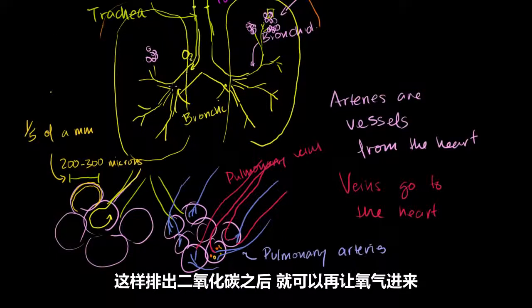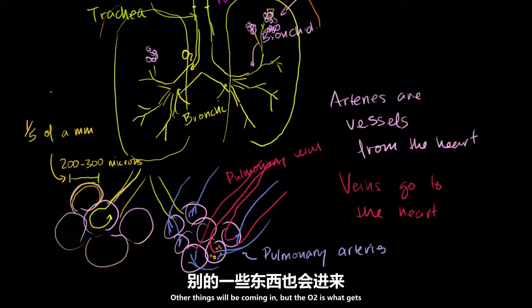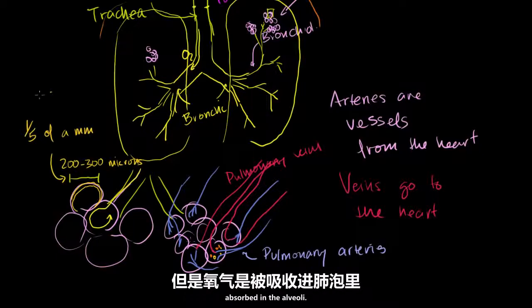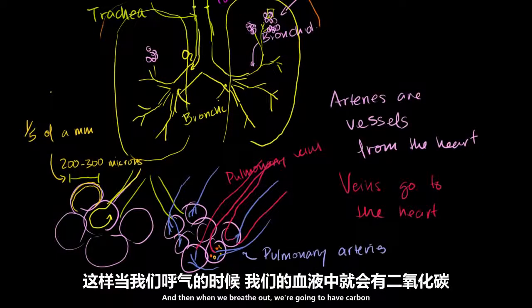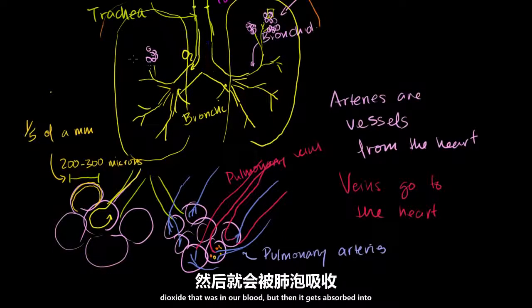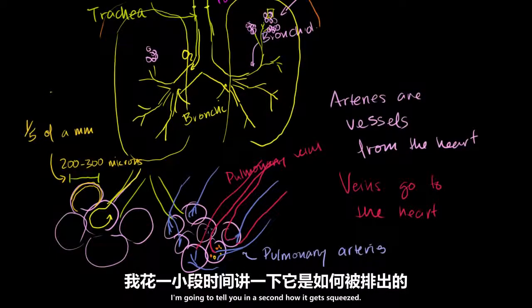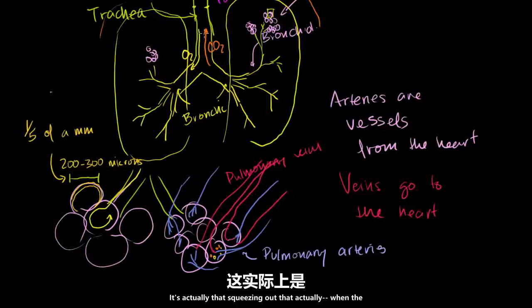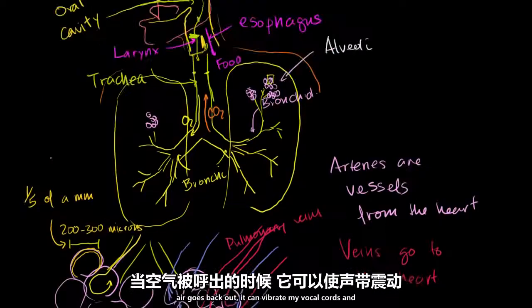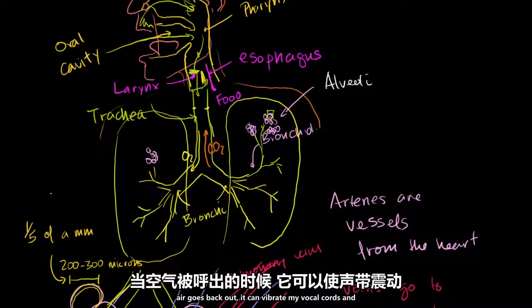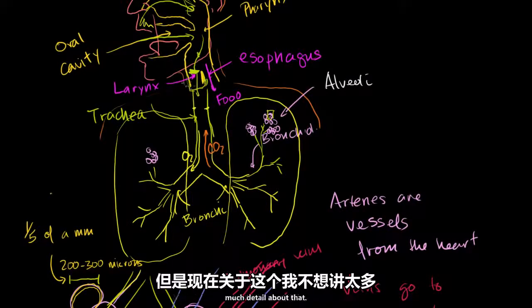So we have O2 coming in when we inhale. Other things will be coming in, but the O2 is what gets absorbed in the alveoli. And then when we breathe out, we're going to have carbon dioxide that was in our blood, but then it gets absorbed into the alveoli and they get squeezed out. And I'm going to tell you in a second how it gets squeezed. And then it gets squeezed back out, the carbon dioxide. It's actually that squeezing out, when the air goes back out, it can vibrate my vocal cords and it'll allow me to talk. But I'm not going to go into too much detail of that.